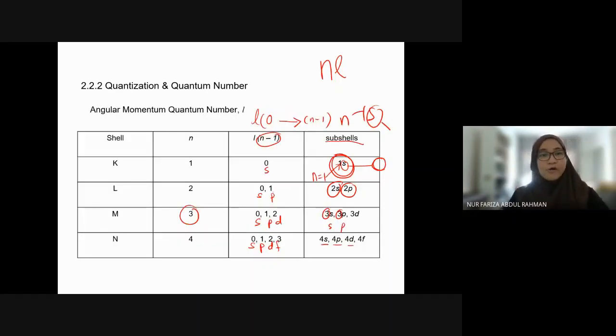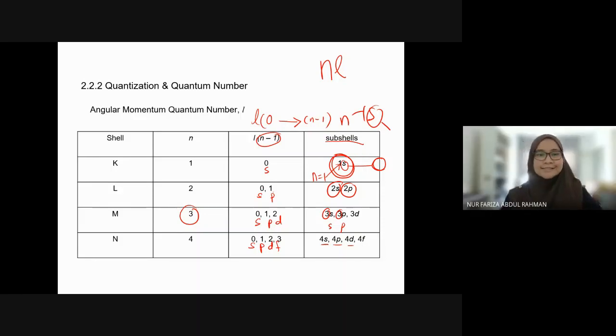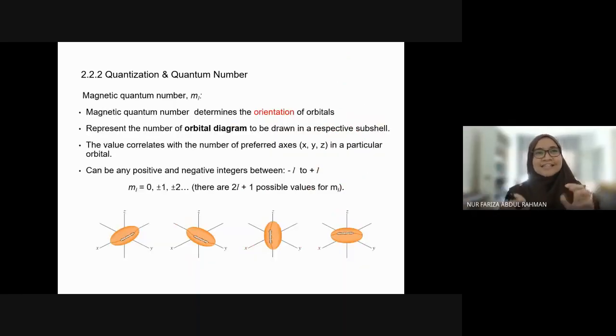So far okay for the angular momentum quantum number before we move to the next quantum number? Because they are related to each other. How are you guys doing so far? Okay, good. Next. This is just to show you how the quantum number is being assigned. Later on, we are going to apply this quantum number.